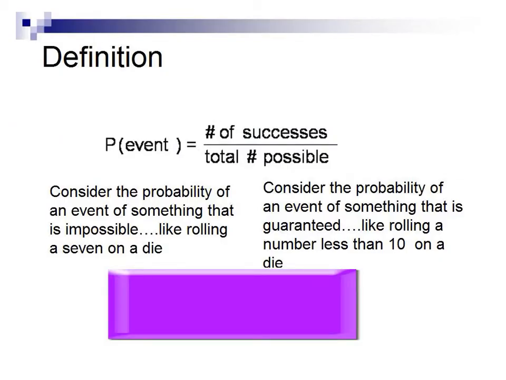First of all, let's talk about what probability is and what that definition is. When you're looking at the probability of some event occurring, you're always going to look at the number of successful ways something can happen over the total number of ways that it could happen.